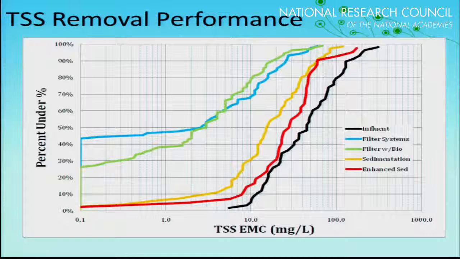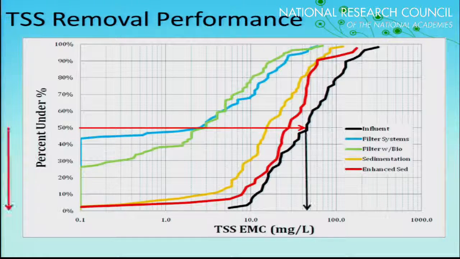And so you can see conventional will remove some sediments. Enhanced sedimentation, which are where some of those hydrodynamic separators actually don't do that well because they only really remove the large sediment, and most stormwater runoff is fine sediment. And then the systems that do filtration with plants actually do a great job at the sediment.